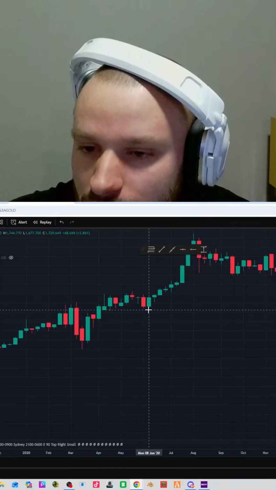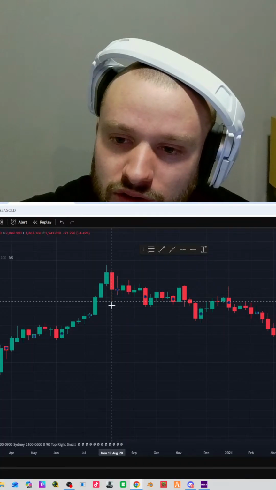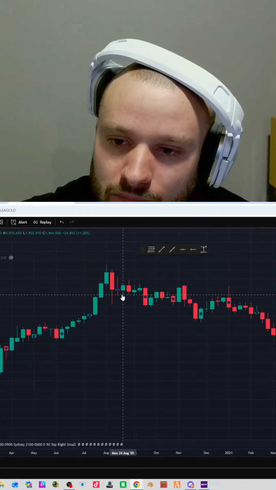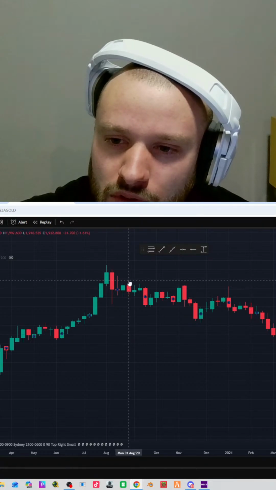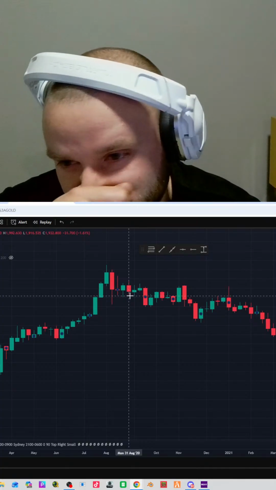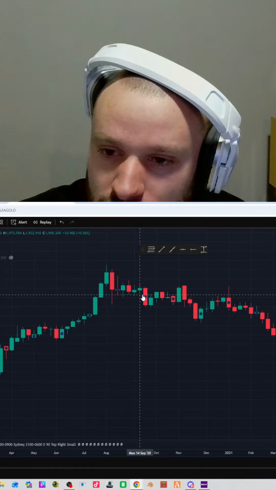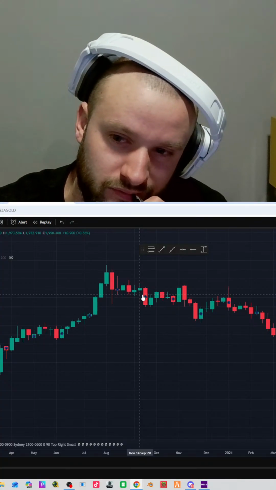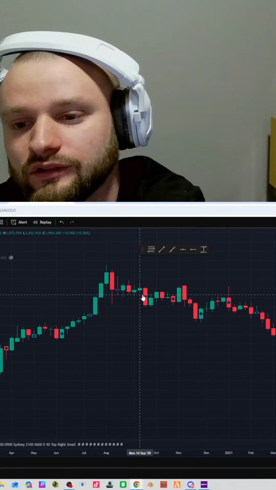Move down, then a move up. That's a new low. Move down again, then a move up. Move down, move up, move down, then a move up. Here's our break. Move down, move up. Move down. Boom. Broke structure right here.